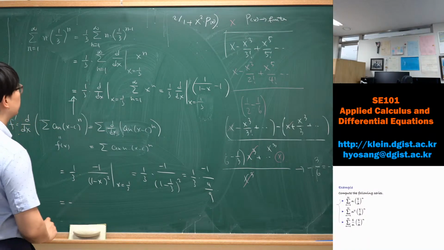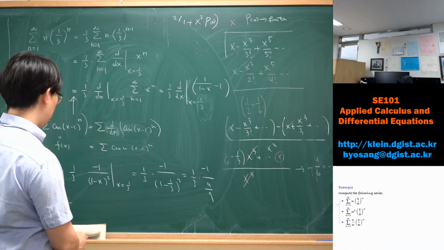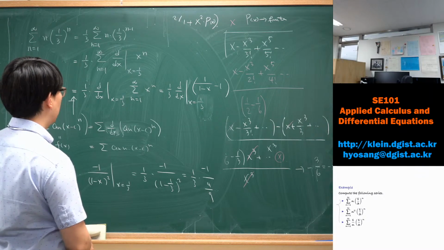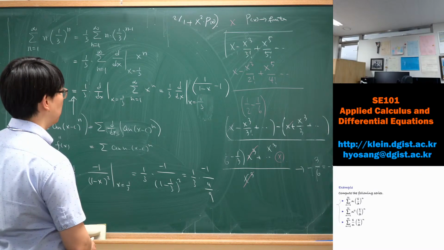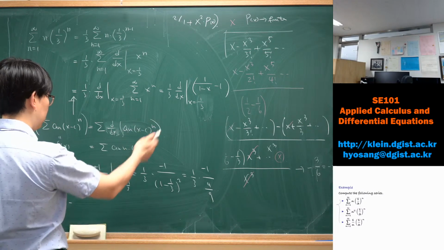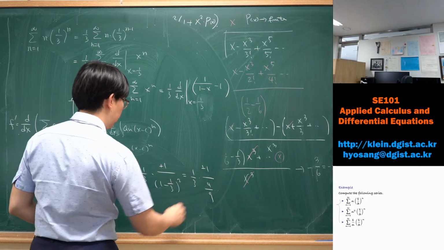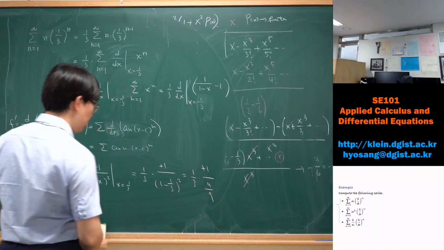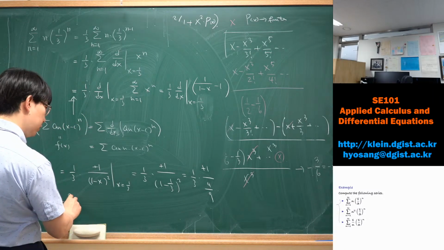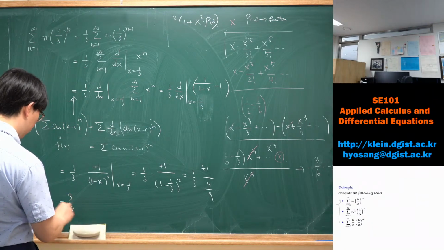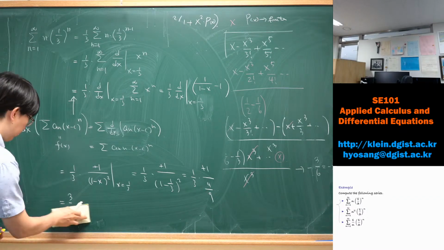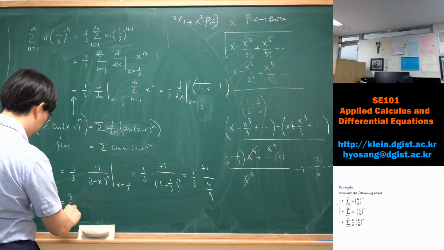Does it make sense? Why do I take a minus here? How do I get the minus? I'm sorry, it's a plus. I have to take a minus minus, so it's plus. So it's 3 over 2, okay? No, 3 over 4, sorry. 3 over 4.